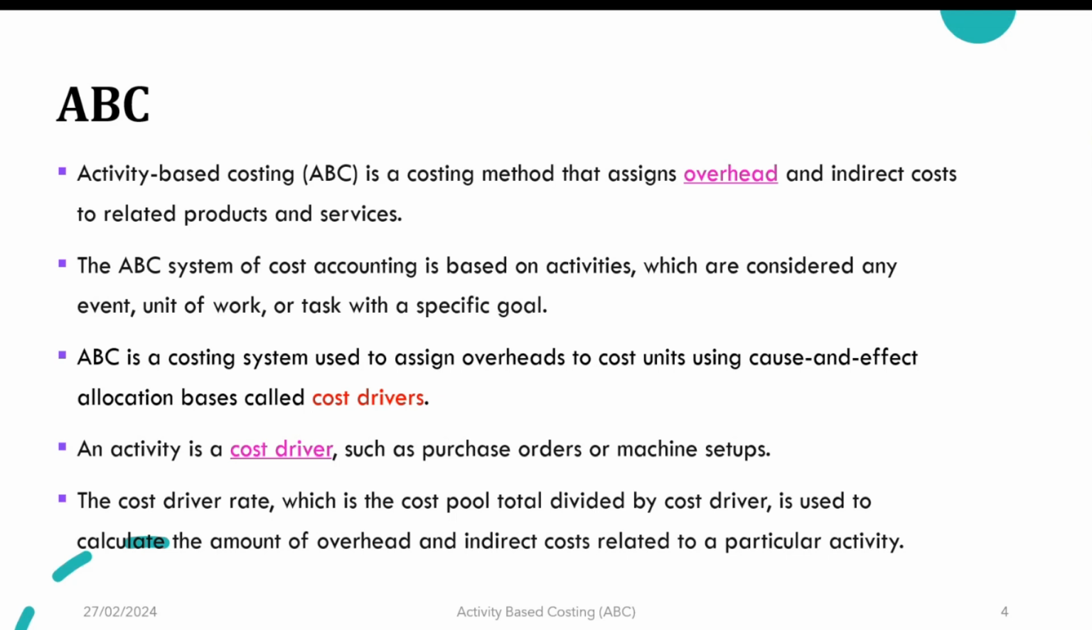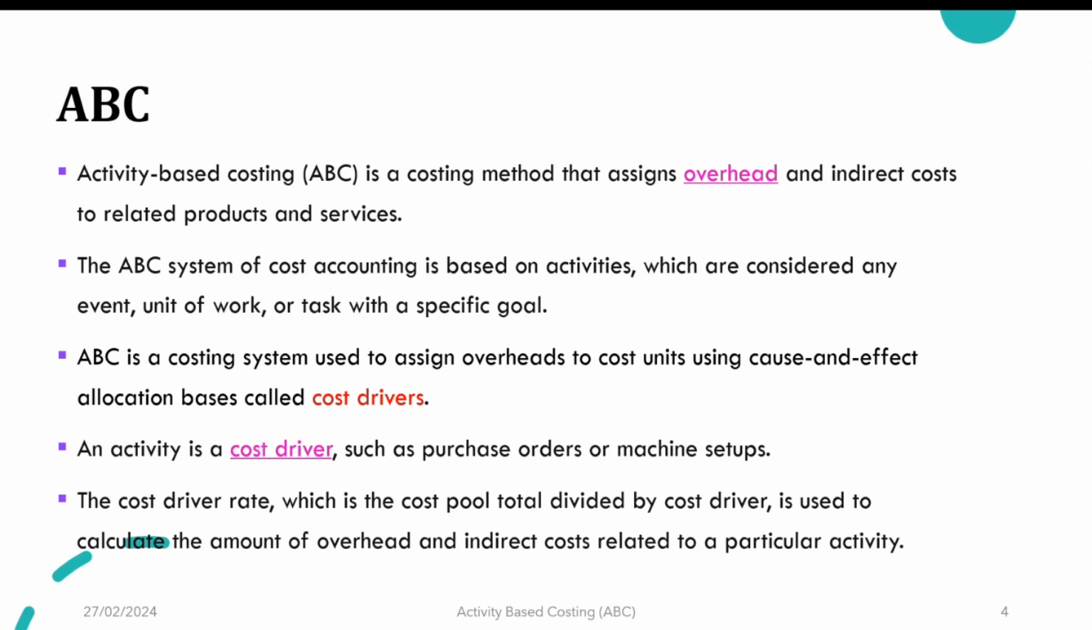So activity-based costing, ABC, is a costing method that assigns overhead and indirect cost to related products and services according to the proportions. The ABC system is based on activities. So depending on how much they use the overheads, if a certain center takes a bigger proportion of the overhead due to the large amount of production they produce, then they should be allocated a bigger portion of the overhead. Okay, so those activities could be production or a unit of work or task with a specific goal.